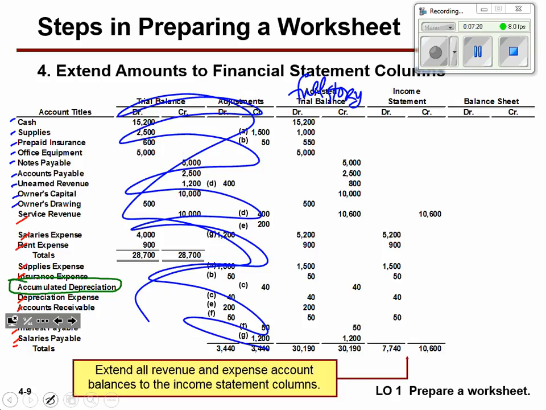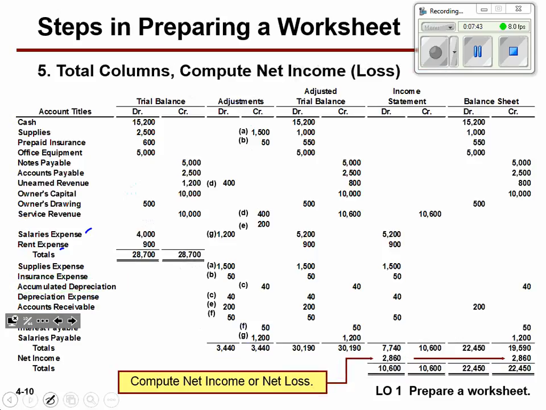So then we have to say, okay, we're going to keep transferring, but is this a balance sheet account or is this an income statement account? Well, cash, supplies, prepaid insurance, equipment, notes payable, accounts payable, unearned revenue, owner's capital, owner's drawing does not appear here. Rather, it shows up on the balance sheet. So you wouldn't put it in the income statement because those are all balance sheet accounts.